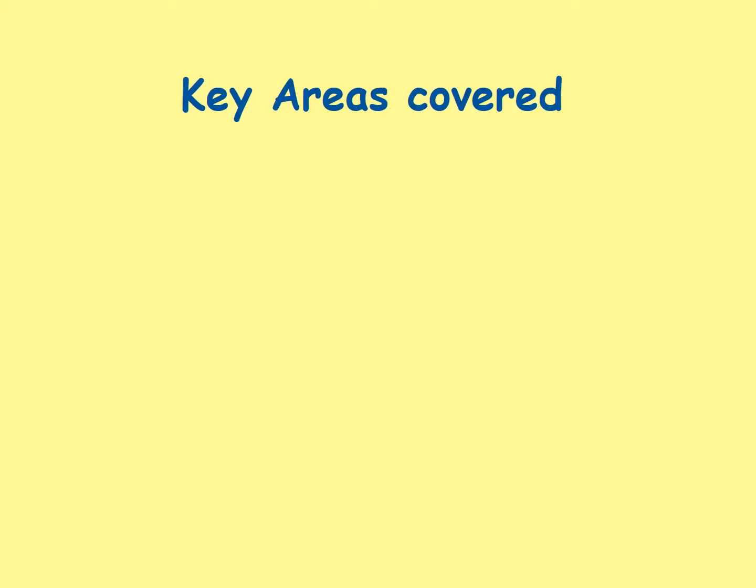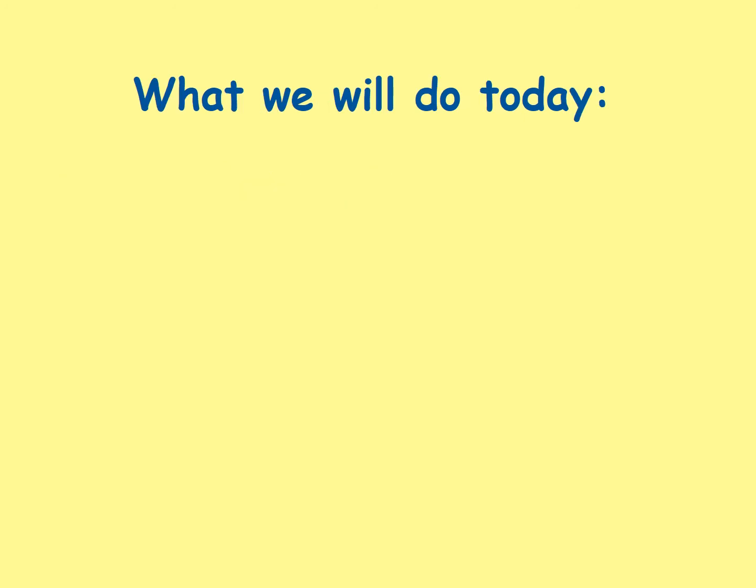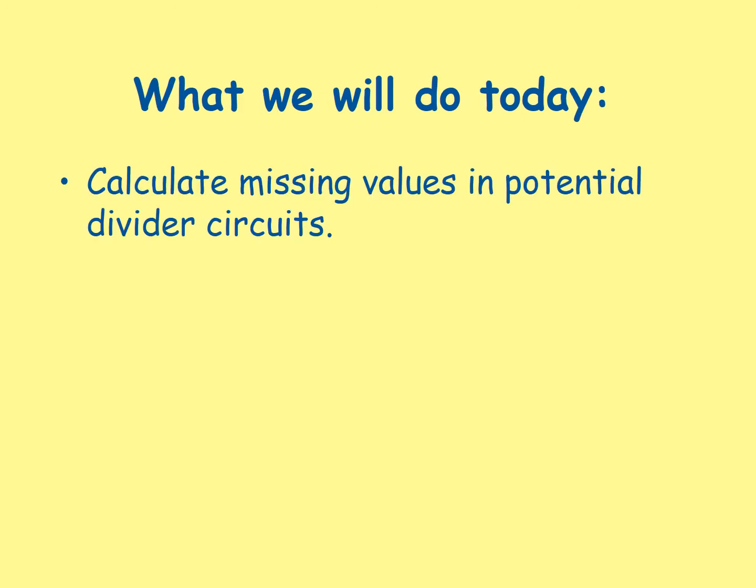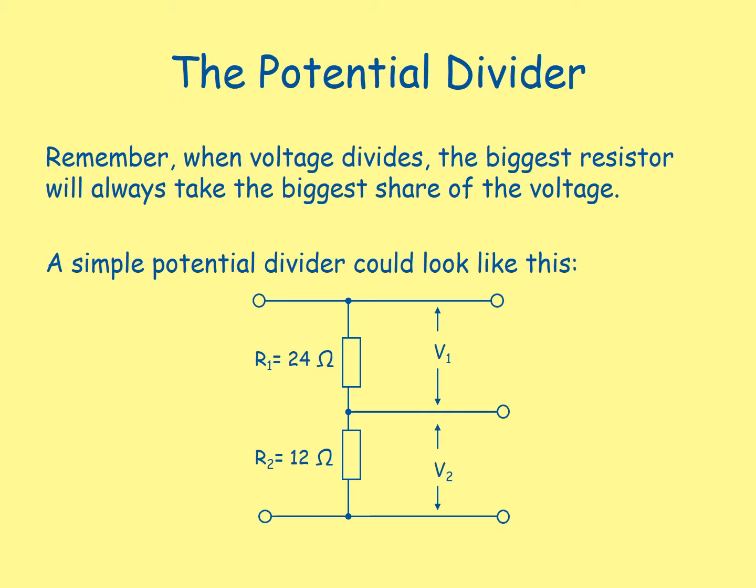Electricity. The key areas covered will be potential divider circuits. What we will do today is calculate missing values in potential divider circuits. The potential divider. Remember, when voltage divides, the biggest resistor will always take the biggest share of the voltage. A simple potential divider could look like this. We have two resistors and two labelled voltages, V1 and V2.